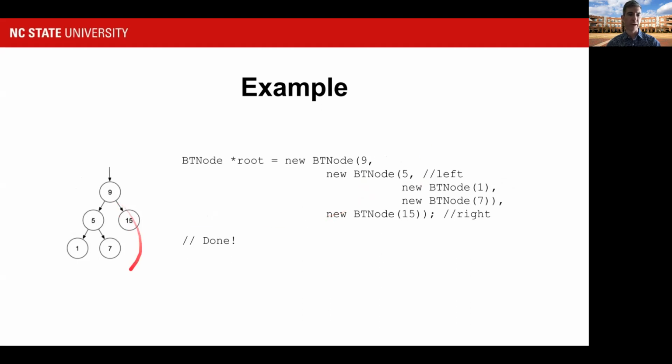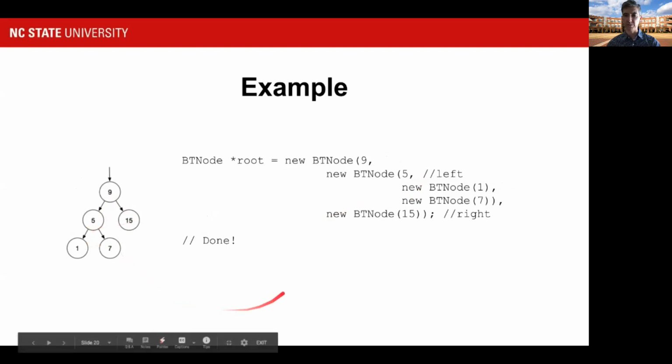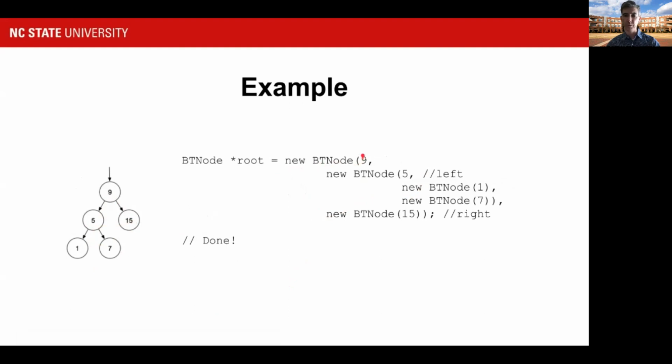And now here's a bigger graph. My root is 9, and then it's going to have 5 and 15 as its children, and then 5 has 1 and 7 as its children. And so now in my compressed form, I make my root node, which is 9. The left side is going to be 5. Its left and right are 1 and 7. And then the right side of 9 is 15. And so I've just written this all out as compactly as I can.